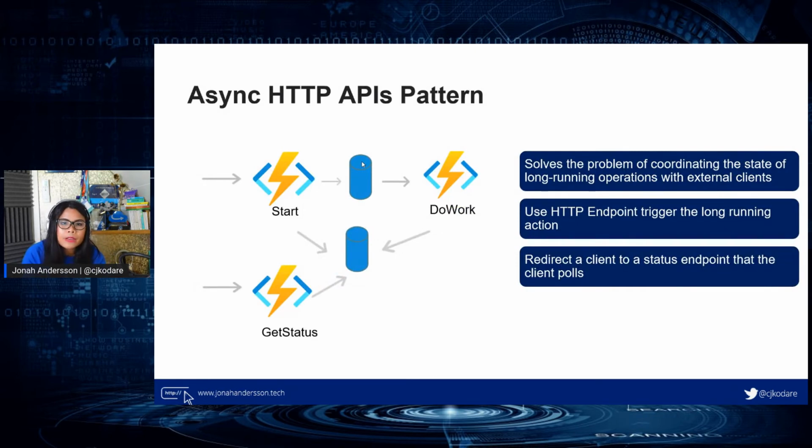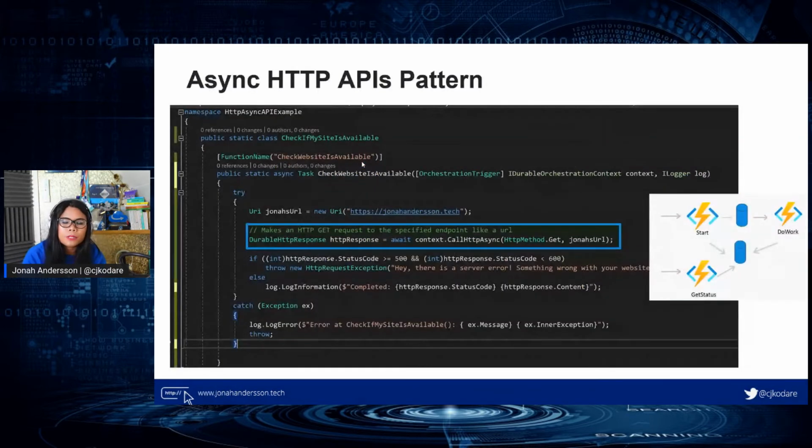And then the third pattern that's good to know as well is the async HTTP API pattern, which is actually used for long running operations with external clients. This is useful if you want to use an HTTP endpoint trigger for long running operations. So here is a very simple example that I have, a long running HTTP async example, where I want to check if my website is available.